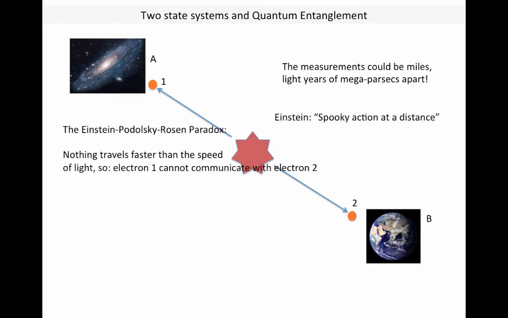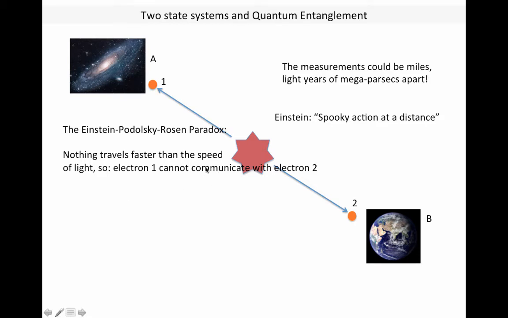So Einstein was, maybe understandably, not particularly keen on this consequence of quantum mechanics. He called it spooky action at a distance. And together with his collaborators at Princeton, Podolsky and Rosen, he wrote a paper to try and show that this actually directly implies that quantum mechanics is not a complete description of reality. And his argument goes as follows.